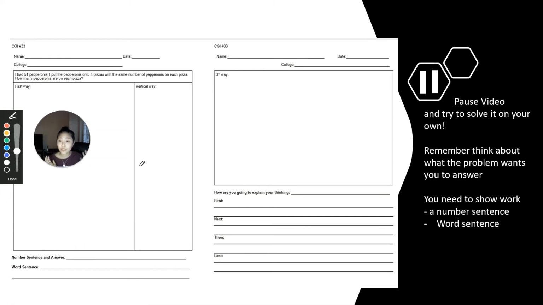It's absolutely fine. Just because you have some pepperonis left over, it's not a big deal. You can just say, I have blank pepperonis on each pizza, and then I have these many left over. But if you have more than 4 left over, couldn't you put them on the pizza? I don't know. You need to actually think about this, but you need to make sure that all 4 pizzas have the same number of pepperonis.